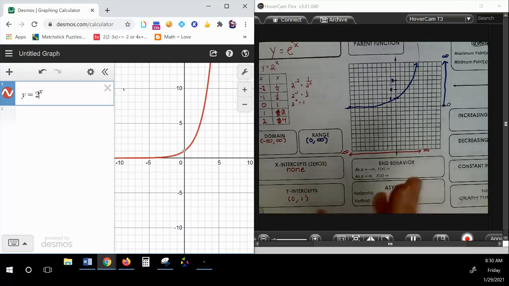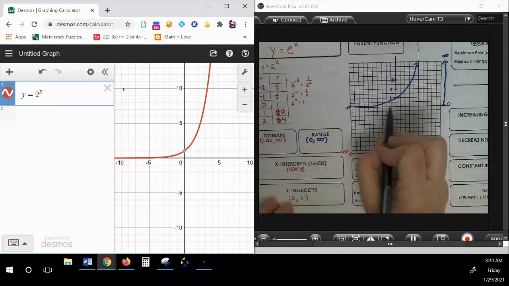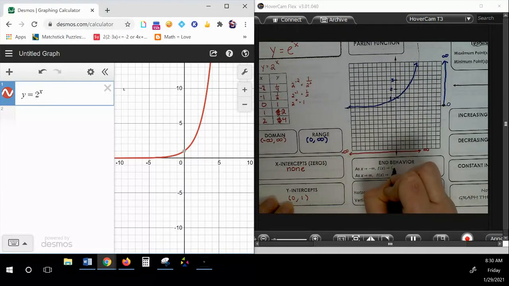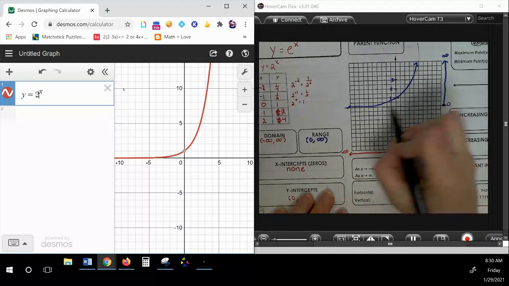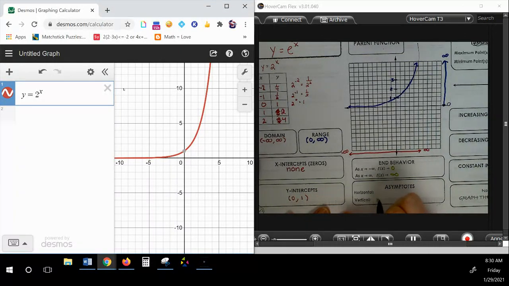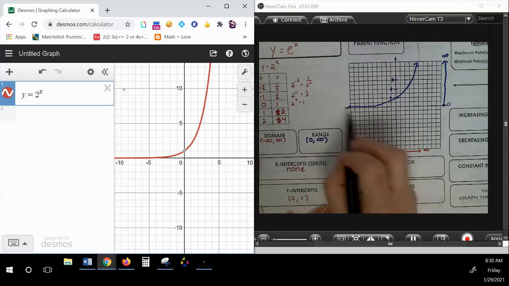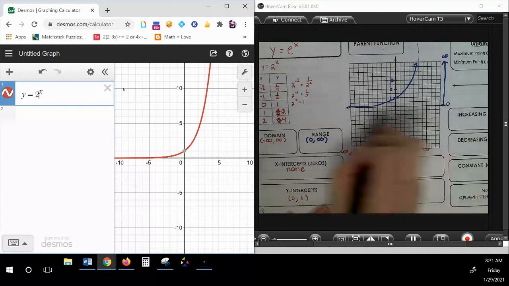As far as end behavior goes, as x is approaching negative infinity, y is approaching 0. It's not going to hit 0, but it's approaching 0. And as x is approaching positive infinity, y is approaching infinity. There is no vertical asymptote, but there is a horizontal asymptote at y equals 0, right here. It's never going to hit there.